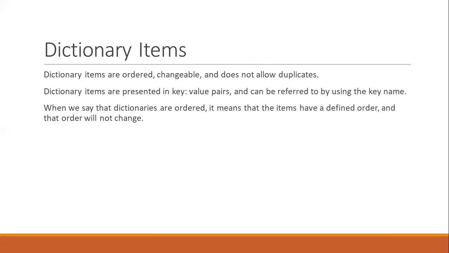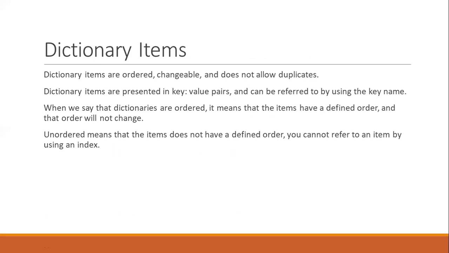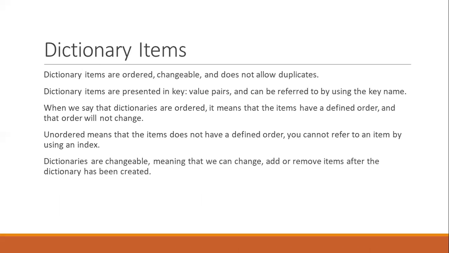When we say that dictionaries are ordered, it means that the items have a defined order and that order will not change. Unordered means that the items do not have a defined order. You cannot refer to an item by using an index. Dictionaries are changeable, meaning that we can change, add, or remove items after the dictionary has been created.